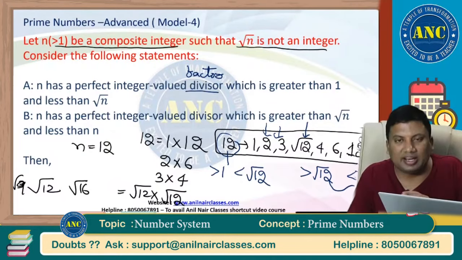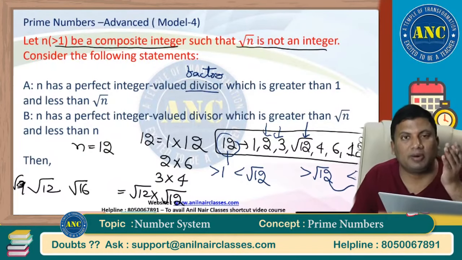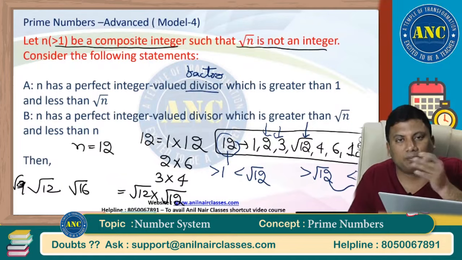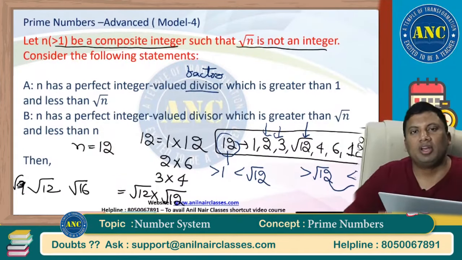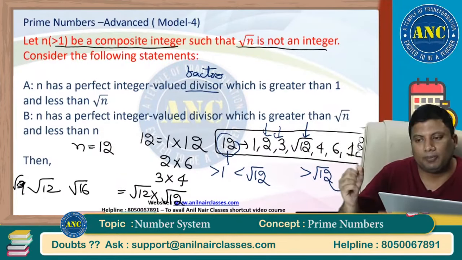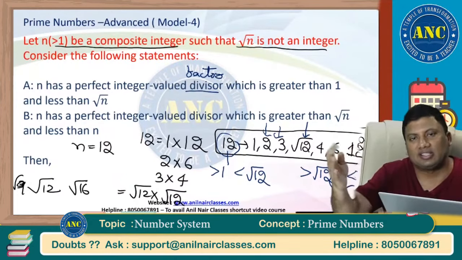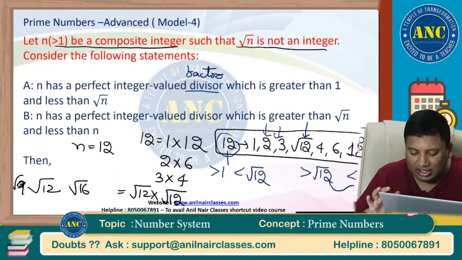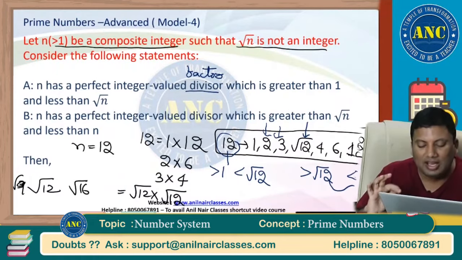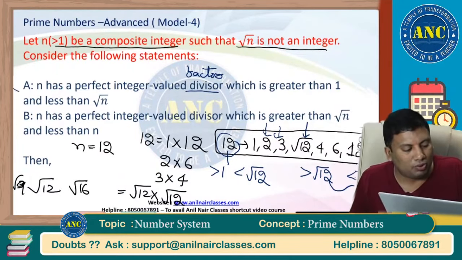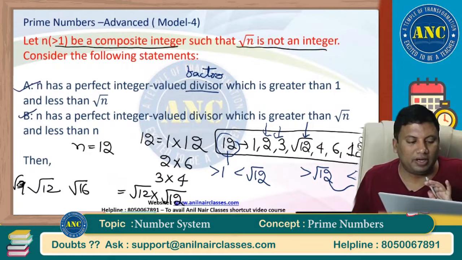Definitely root 12 is nothing but 2 root 3, 2 into 1.7, which is 3.4. What are all the integers greater than 3.4? 4, 5, 6, 7, 8, 9, 10, 11. In that, 4 is a factor of 12, 6 is a factor of 12. So both the statements are right. I hope it is clear.